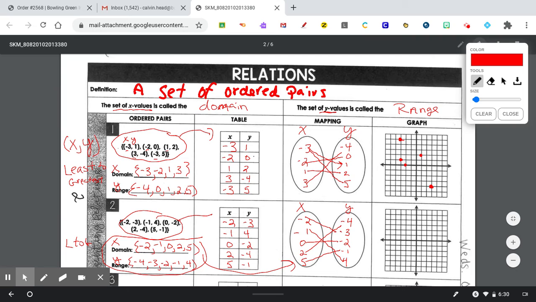And then the last thing I do is place the ordered pairs on the graph. So -2: go to the left 1, 2, and down 3, 1, 2, 3. Put my point. Then -1, 4. Put my point. Then 0, -2; 2, -4; and 5, -1. Okay. So then I have all representations of a set of relations.